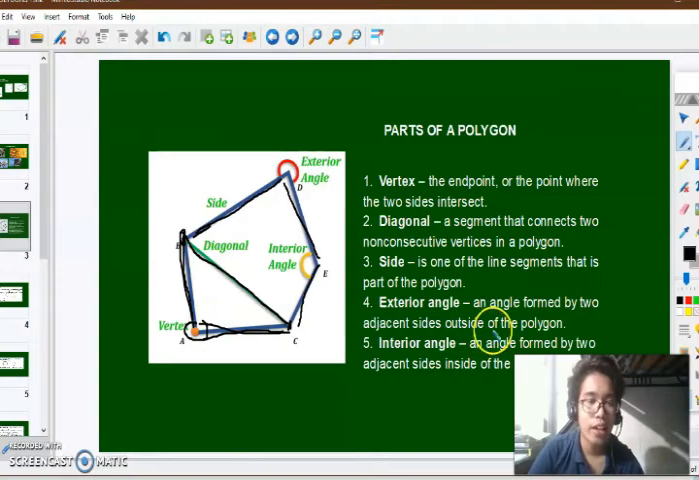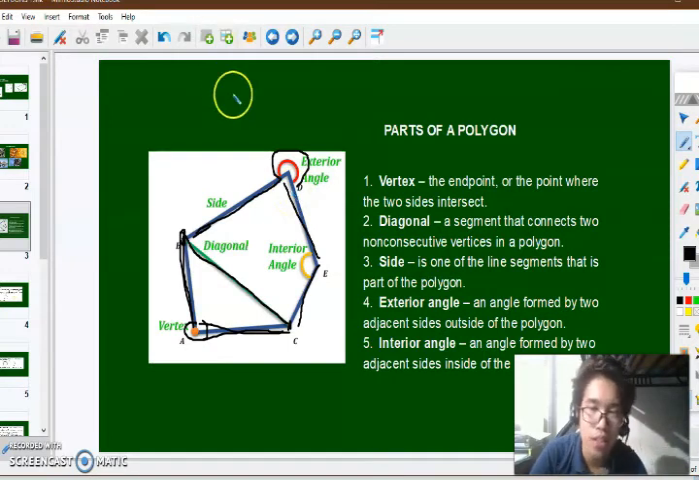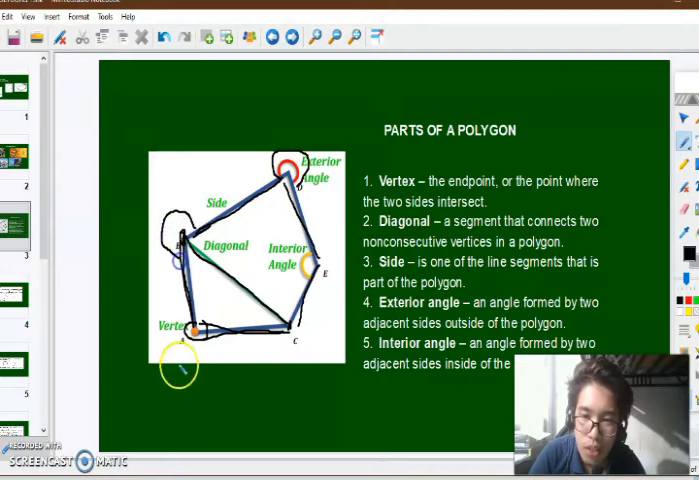Then an exterior angle. An exterior angle is an angle formed by 2 adjacent sides outside of the polygon. So the exterior angle there is here. This is the exterior angle. It's an angle found at the exterior, of course, of the polygon that we're describing. And this one is the exterior angle. We can also derive other exterior angles. This one is an exterior angle. This one is also an exterior angle. And also this one. And also this one.